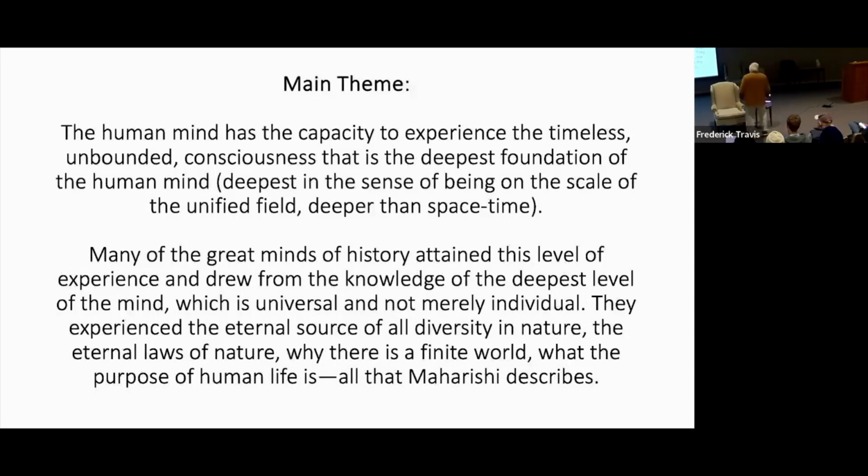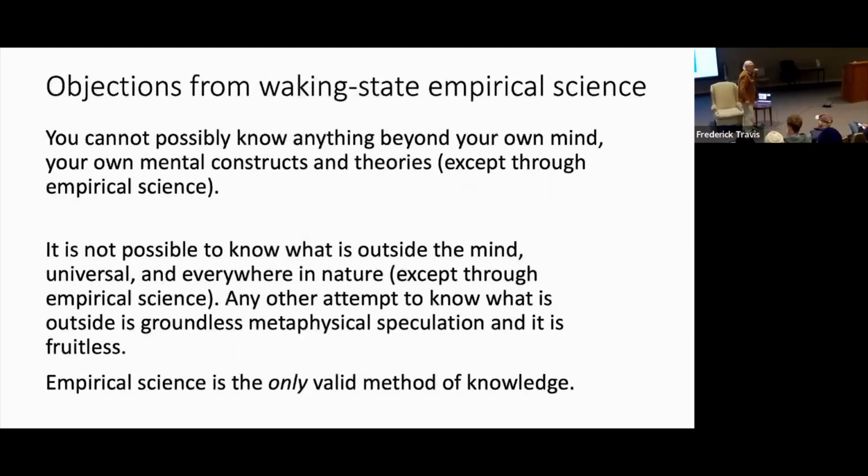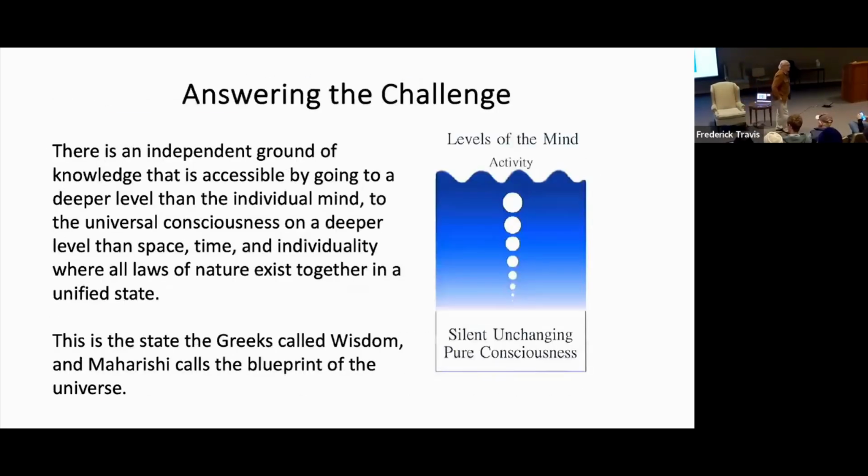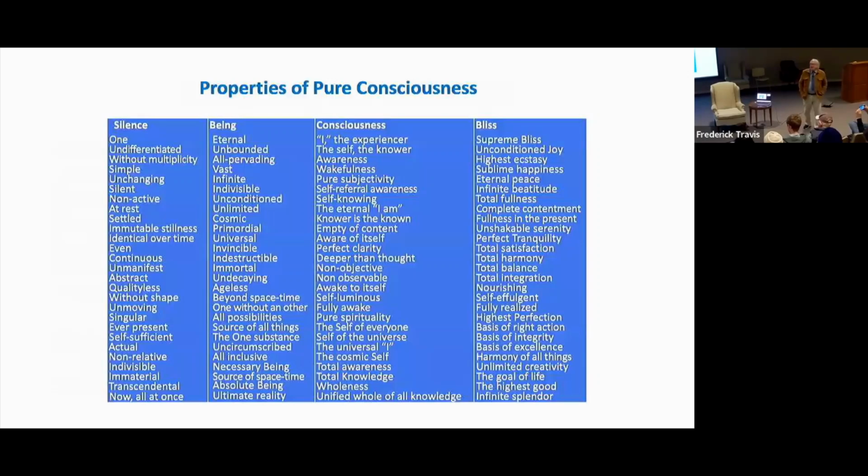Well, let me just run through Aristotle right quick because I want to give you at least one example of how this works. I think I've said all of this. So these are the properties of pure consciousness that I've listed, 108 of them, and you can't read them all.